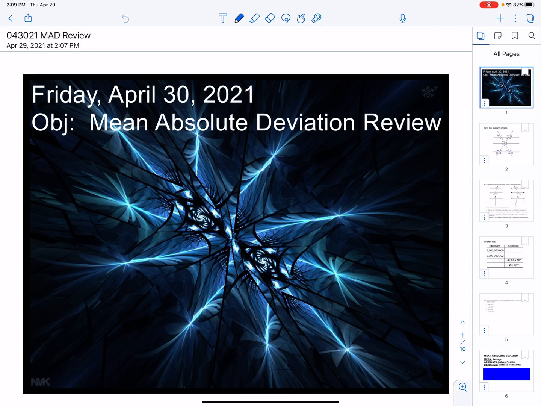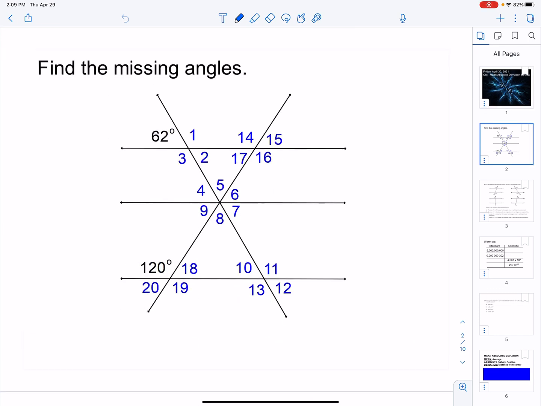Hello class. Today we're going to do a little bit of STAAR review. We're going to actually review three particular concepts today, ending with mean absolute deviation. The first concept we're going to look at is angles within parallel lines.